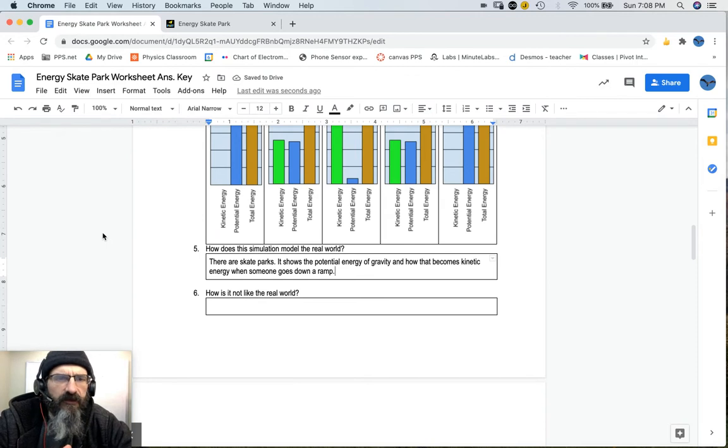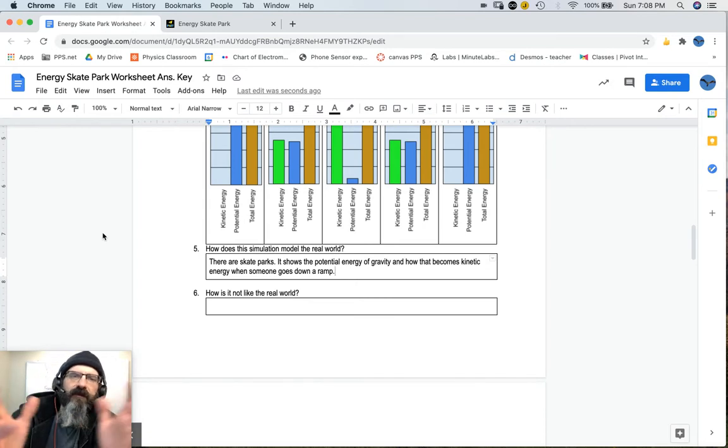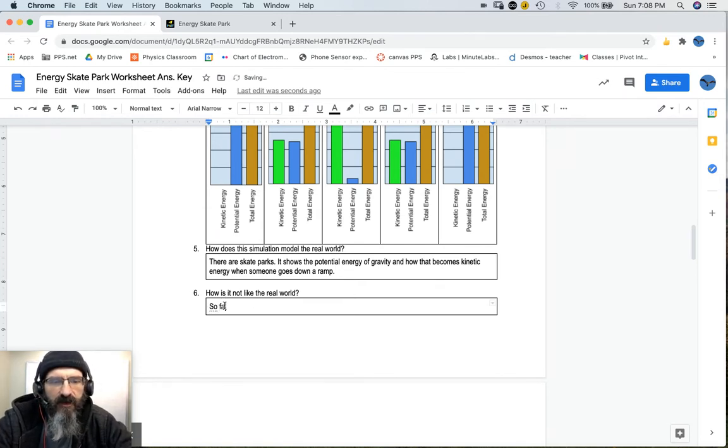You may have other answers. This is really not something that has clear-cut right and wrong answers. Use your imagination. What else does this do to model the real world? How is it not like the real world? So far, a real skateboarder would come to a stop. That's the biggest one I can think of.